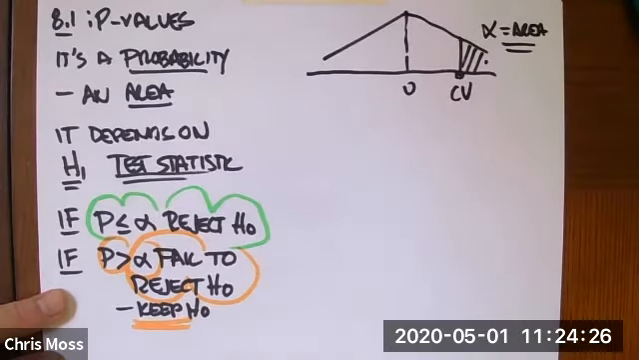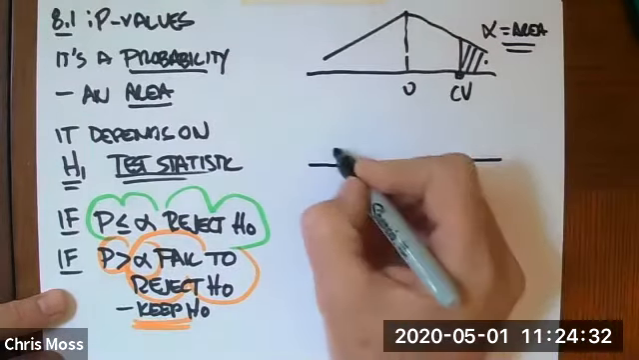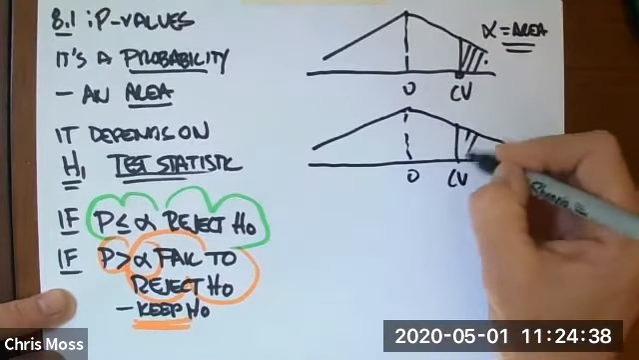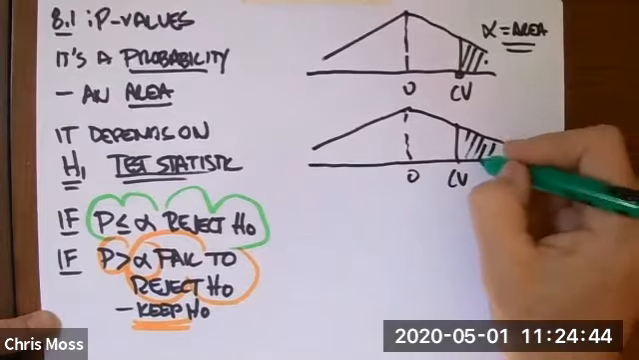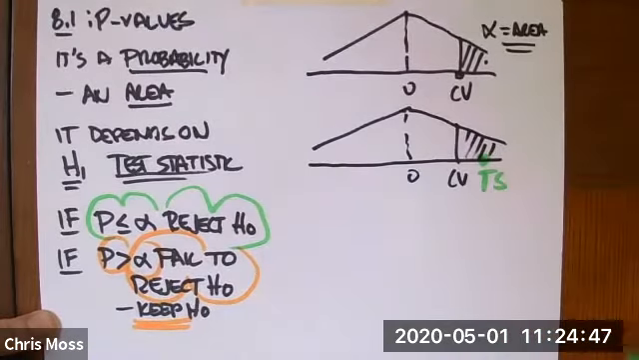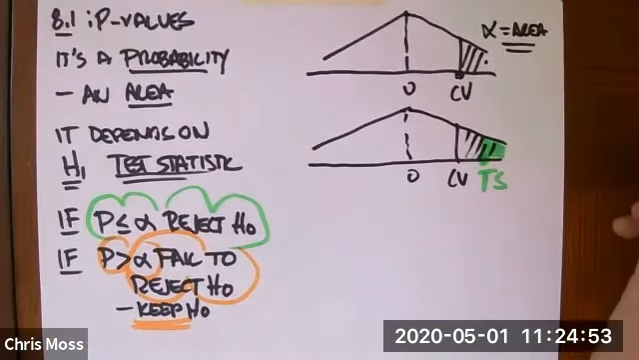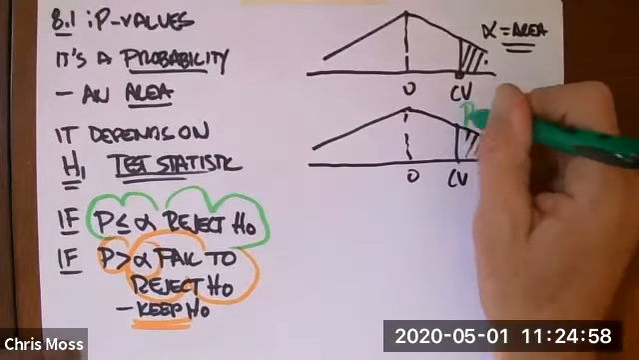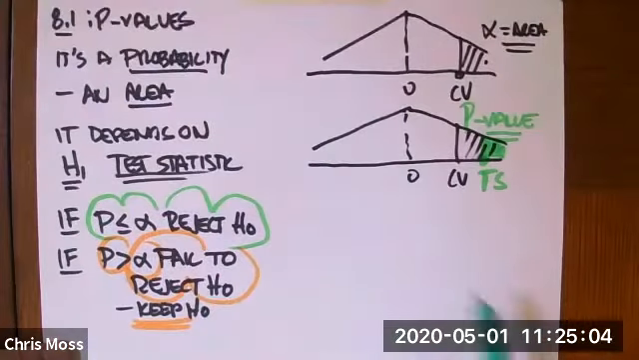Now, there's a couple of things that might happen. First, the p-value could be less than or equal to alpha. That means that my test statistic falls within the rejection region. So my test statistic falls there. And you'll note that that little bit of area in green is less than the shaded area in black. That area in green, that is the p-value. And here, the p-value is less than the alpha. That happens when the test statistic falls in the rejection region.